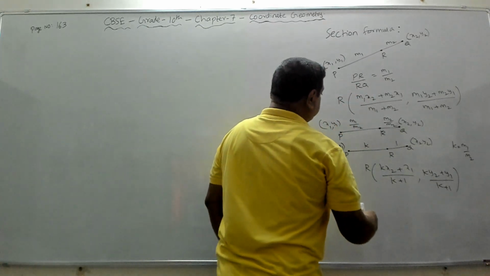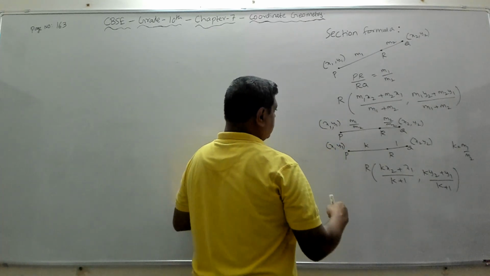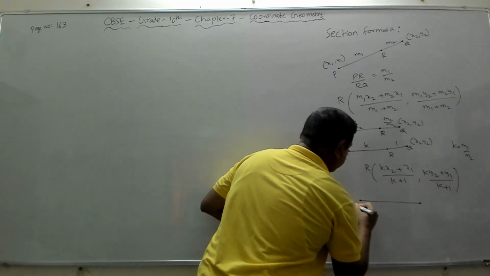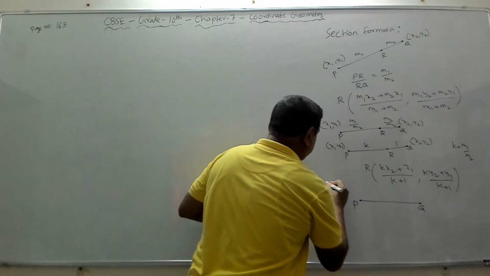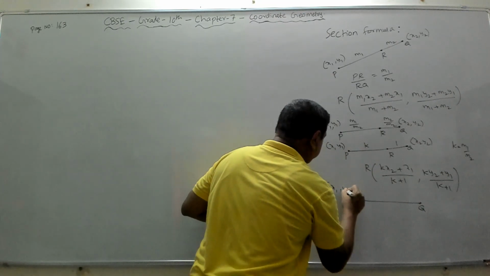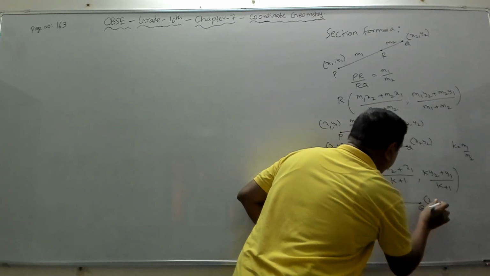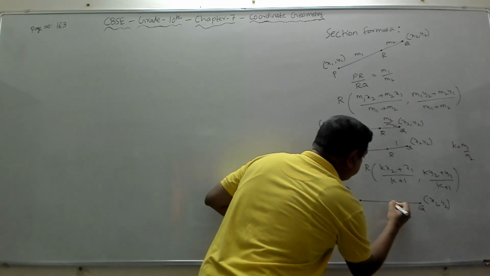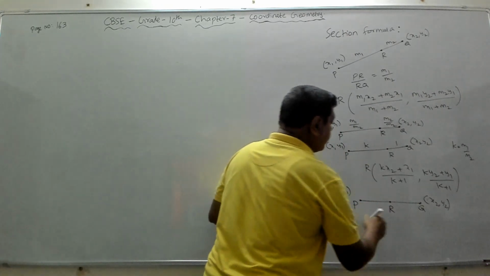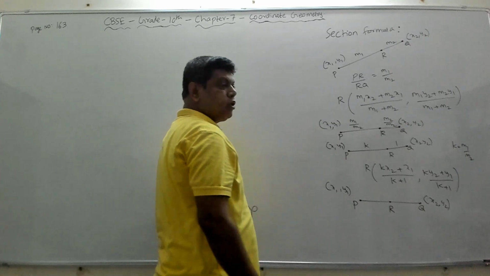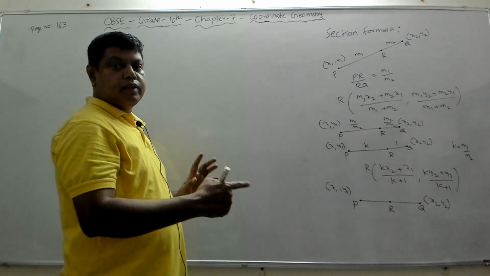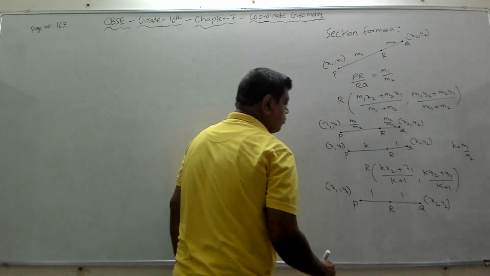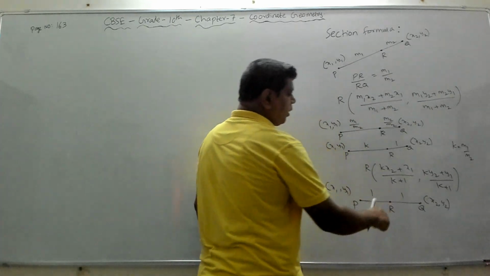And the third one is, suppose R is the midpoint of PQ. Suppose P is x1 comma y1 and Q is x2 comma y2, and R is the midpoint of PQ. R being the midpoint means R divides PQ in the ratio 1:1, because it's a midpoint. So m1 is 1, m2 is 1.